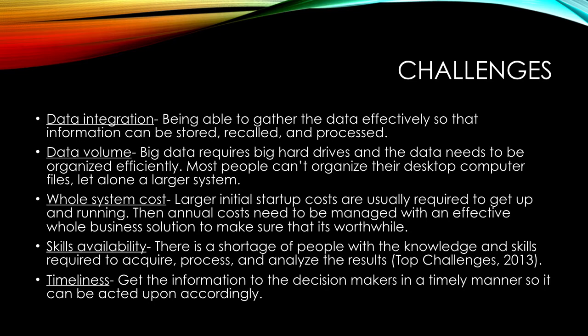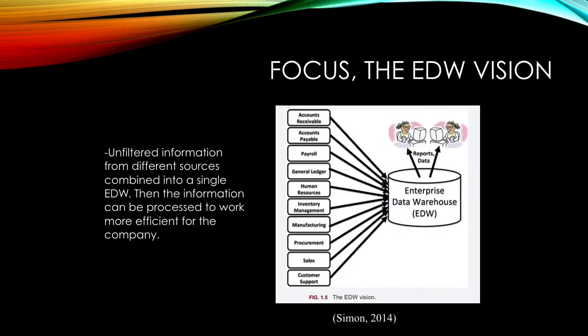Now, skills availability. This is a new and emerging system, and there's a shortage of people with the knowledge and skills to acquire, process, and analyze the results. But we have a good team in place, so we think we're good on that front. And then timeliness, trying to get the information to the decision makers in a timely manner so it can be acted upon accordingly.